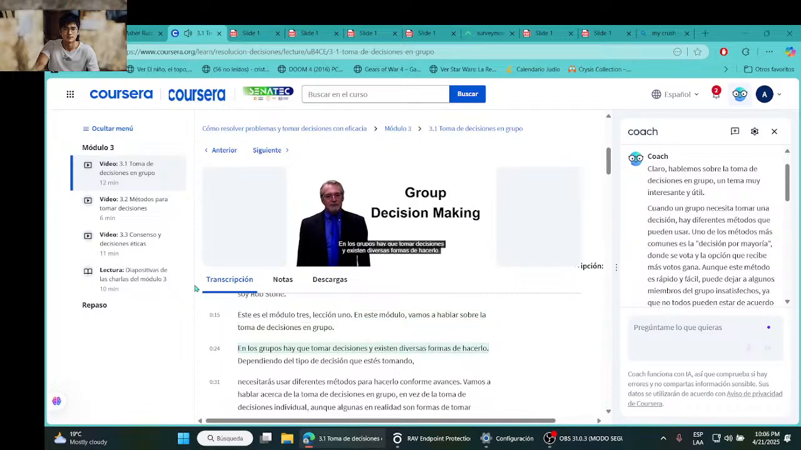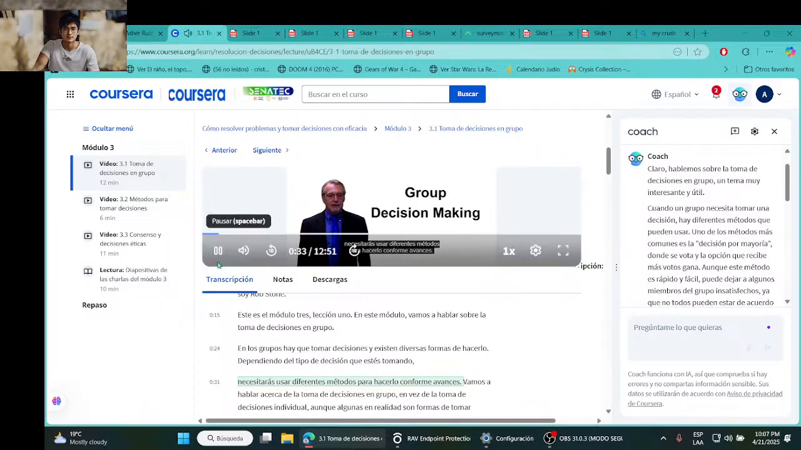In groups we have to make decisions, and there are a number of ways to do that, and depending on the kind of decision you're making, you need to use different methods for doing that along the way.